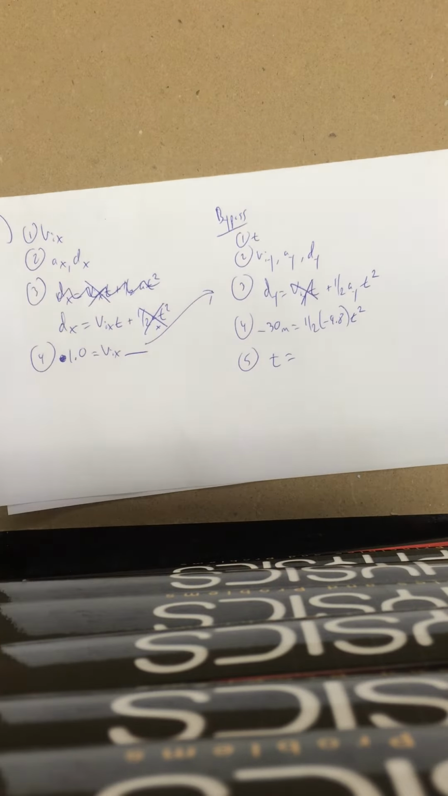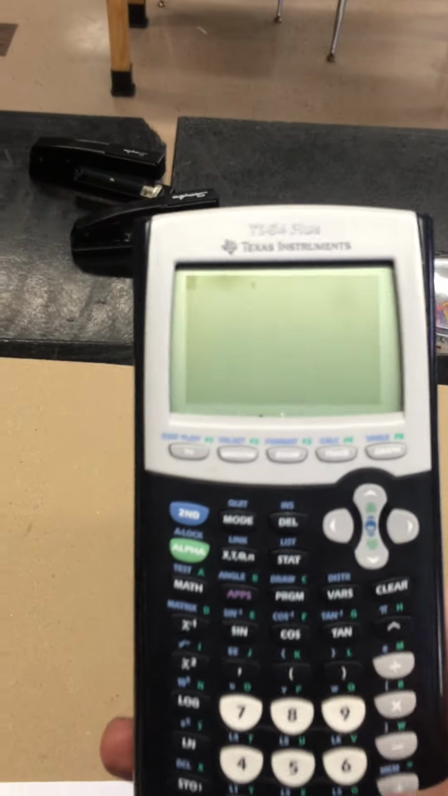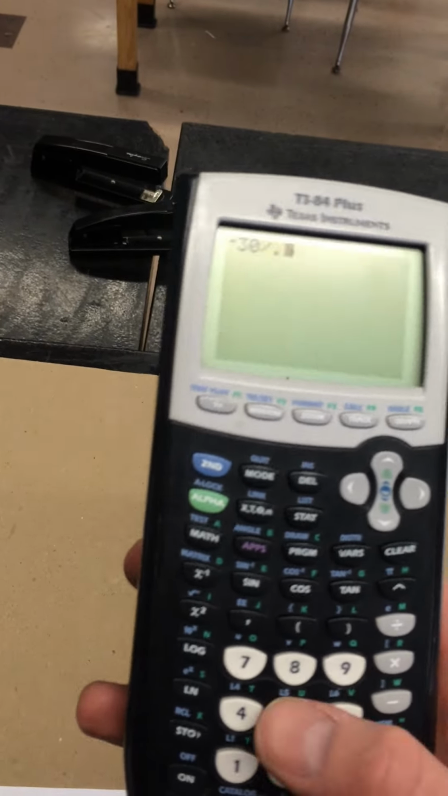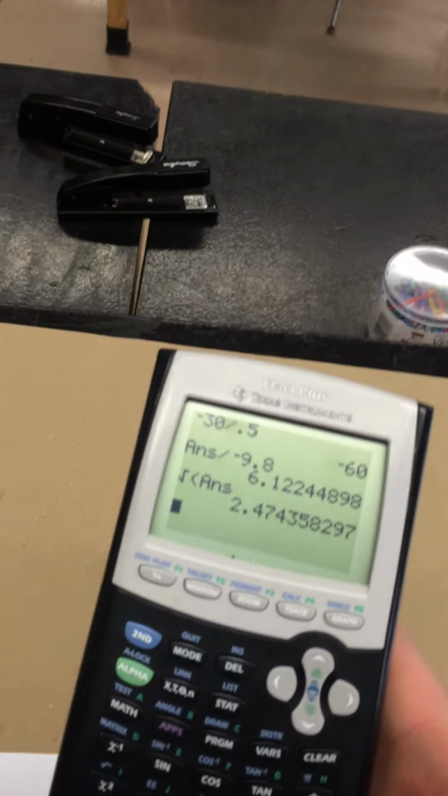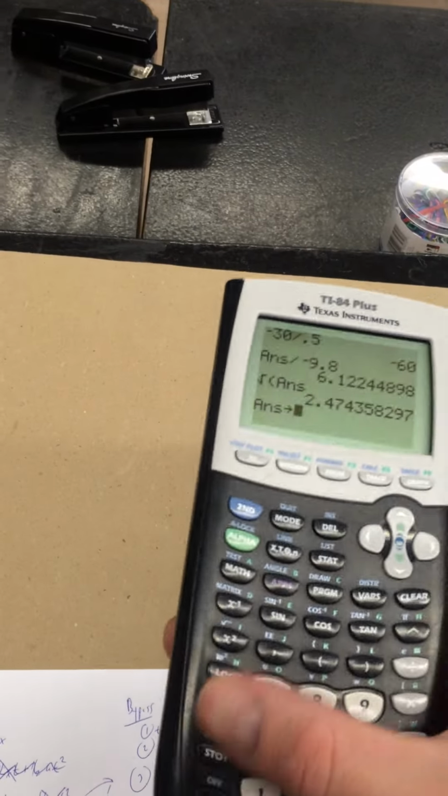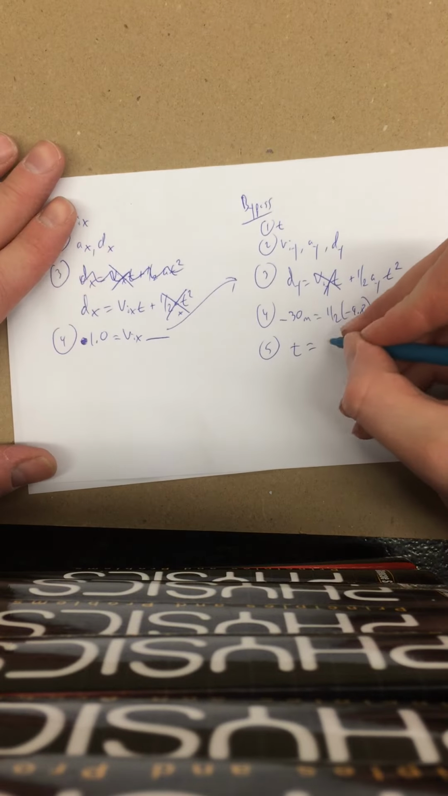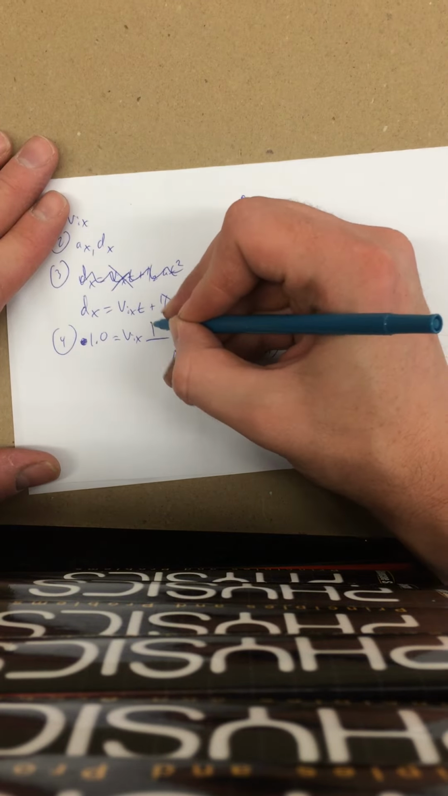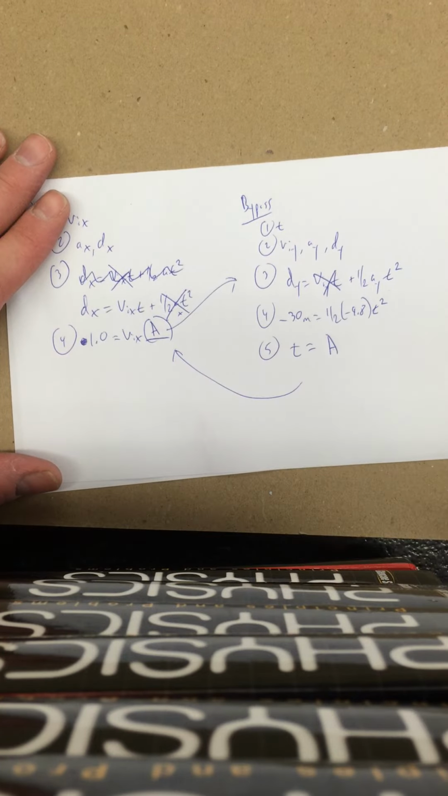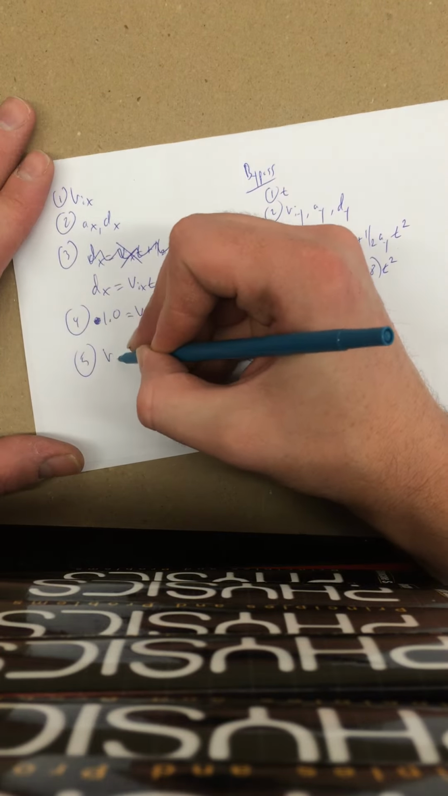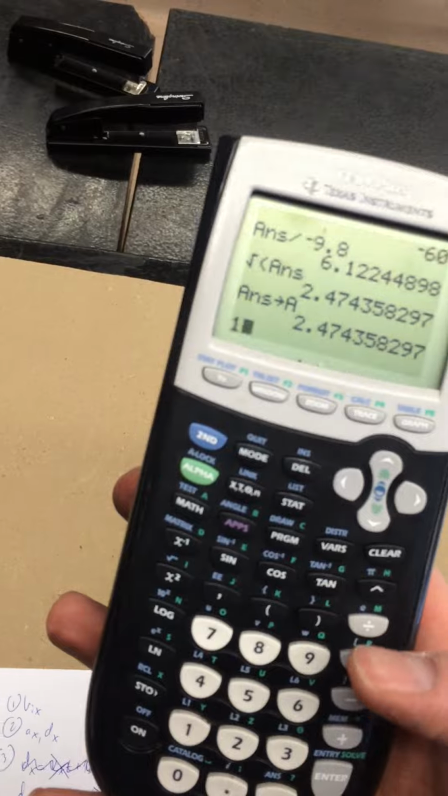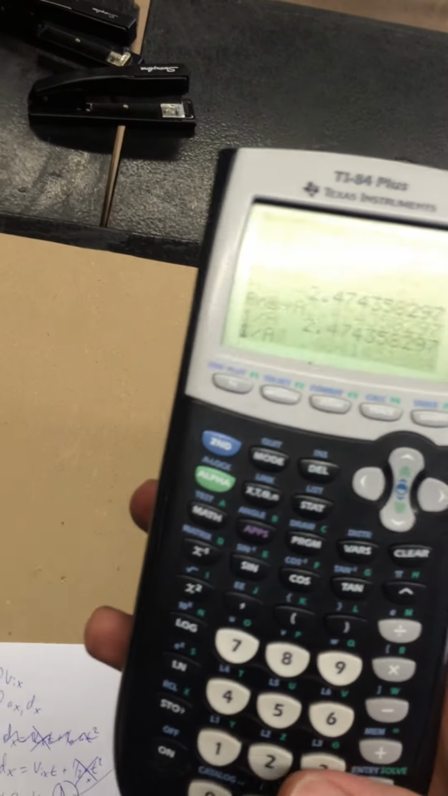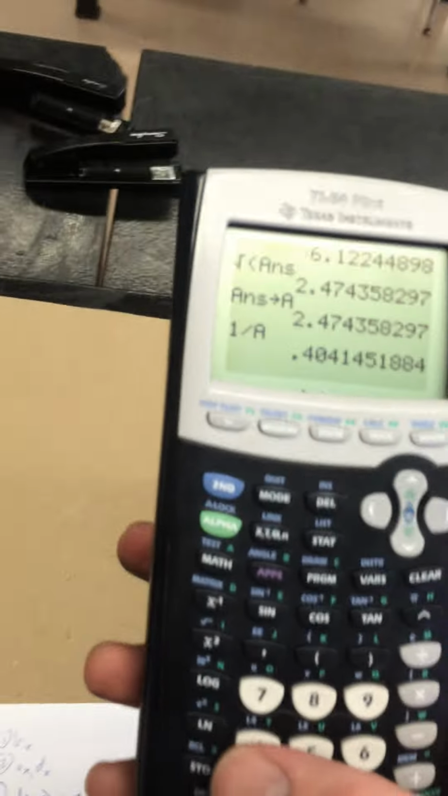T comes out to be the square root of negative 30 divided by 1/2 divided by negative 9.8. I'm going to store that as alpha A. Bring that back, and I'm just going to divide it over. So VIX is equal to 1 divided by alpha A. So 0.40. I'm going to store this as alpha B.